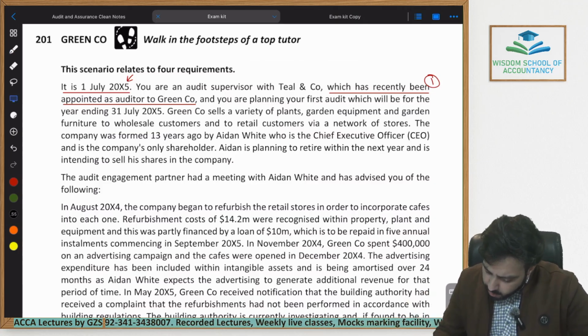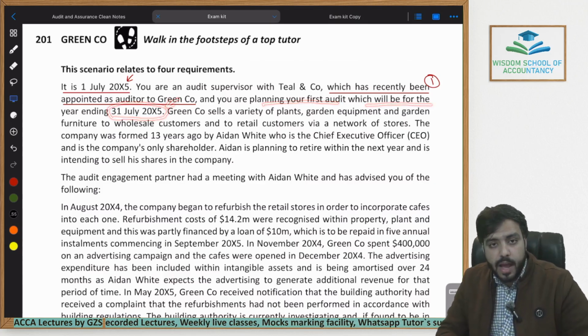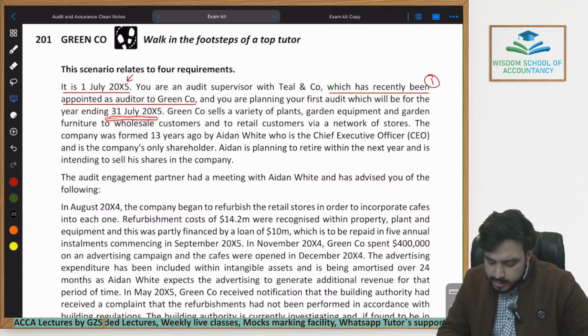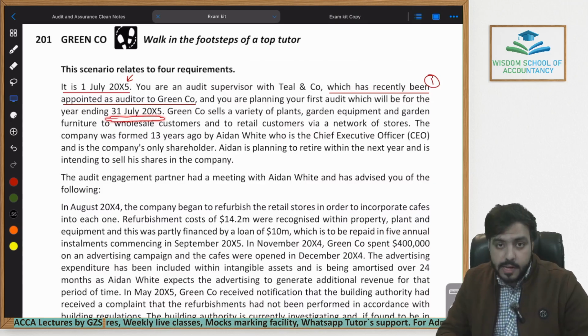So, and you are planning your first audit, which will be for the year ending 31st of July 2015. This date is also very important to me as an auditor, because this tells me what is their year end, on which date they would make the financial statements and give it to us.